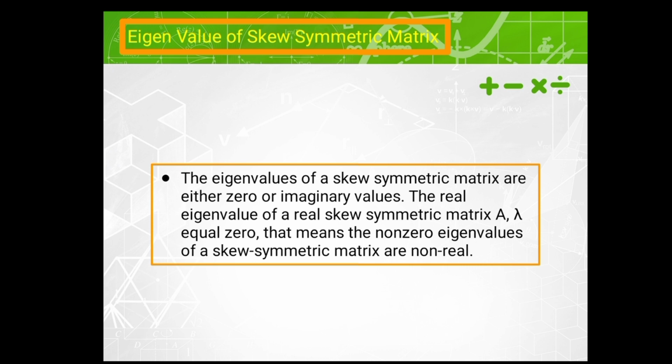Eigenvalues of a skew symmetric matrix. We all know about eigenvalues and eigenvectors. The eigenvalues of a skew symmetric matrix are either 0 or imaginary values. There are only two possible conditions for the eigenvalues: either they will be 0 or imaginary values. There won't be any real values or integer values for the eigenvalues of a skew symmetric matrix. The only real eigenvalue of a real skew symmetric matrix is lambda equals 0. This means the non-zero eigenvalues of a skew symmetric matrix are non-real. Non-real is nothing but imaginary values.